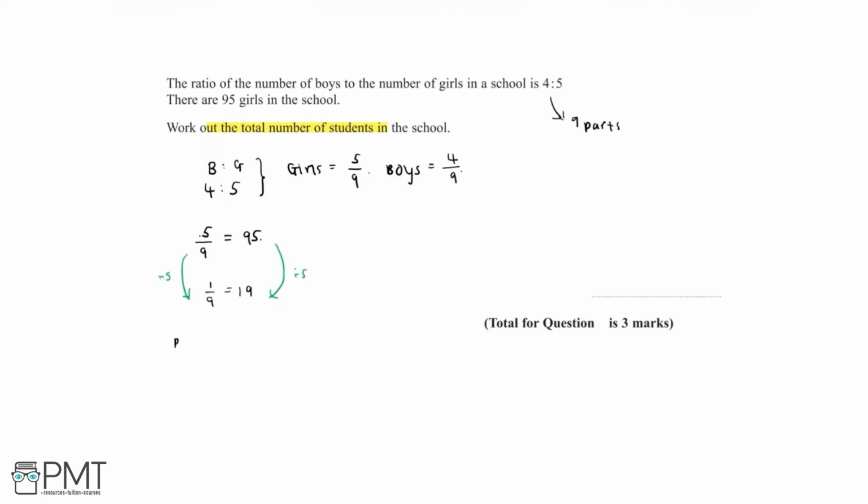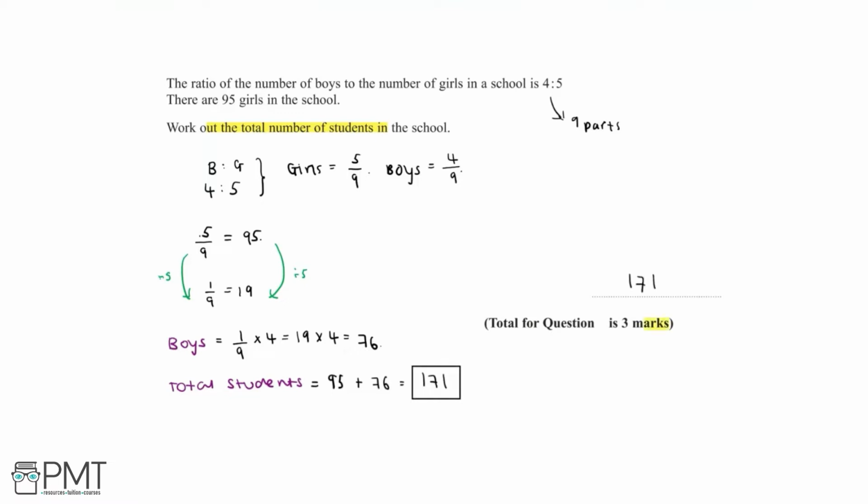Now we said that the number of boys is given by 4/9, and so to find 4/9, we'll do 1/9 multiplied by 4, which is equal to 19 times 4, which will give us an answer of 76. So we've now found that there are 76 boys in the school. So to find the total number of students, we'll do the total number of girls plus the total number of boys, which is 95 plus 76, which will leave us with an answer of 171. And so we've found that the total number of students in the school is equal to 171, which we can write down in the answer box above.